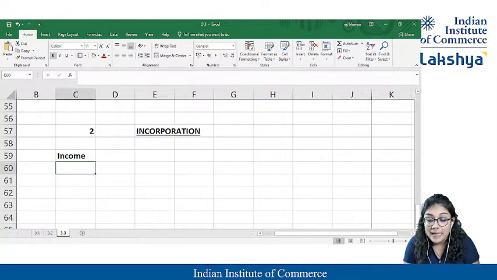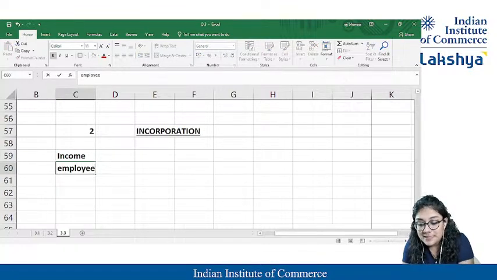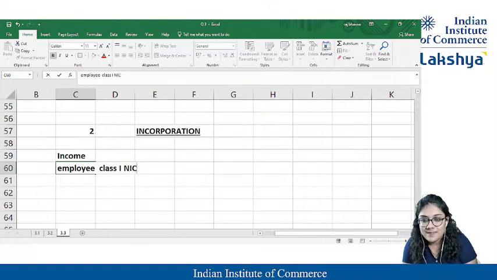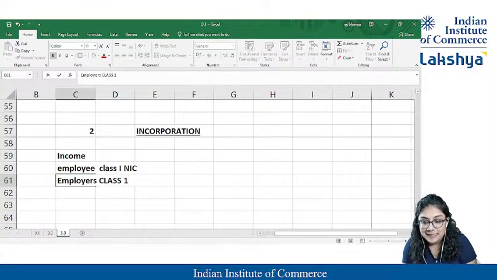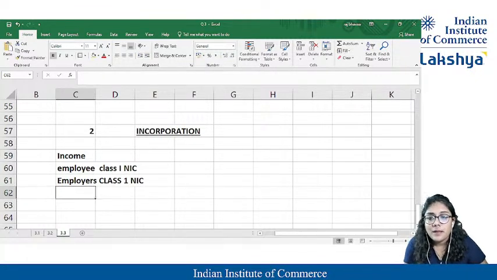Then over here it will be employees' class 1 NIC. There will be employers' class 1 NIC. Yeah, employers' class 1 NIC. Cool. Ma'am, is there anything else?